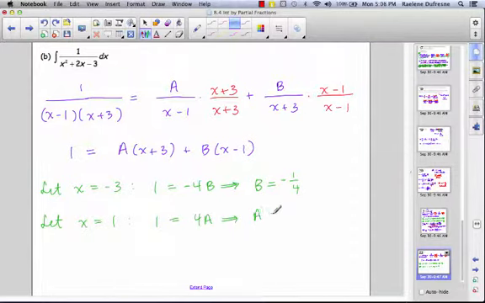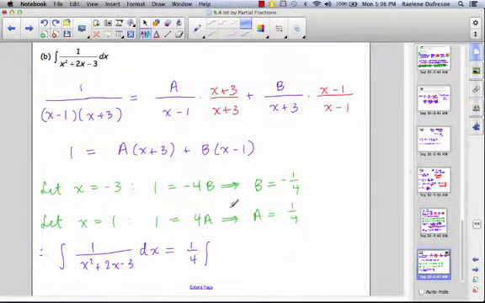is equal to 1/4. And therefore the integral of 1 over x squared plus 2x minus 3 dx can be worked out as 1/4 the integral of dx over x minus 1 minus 1/4 the integral of dx over x plus 3.